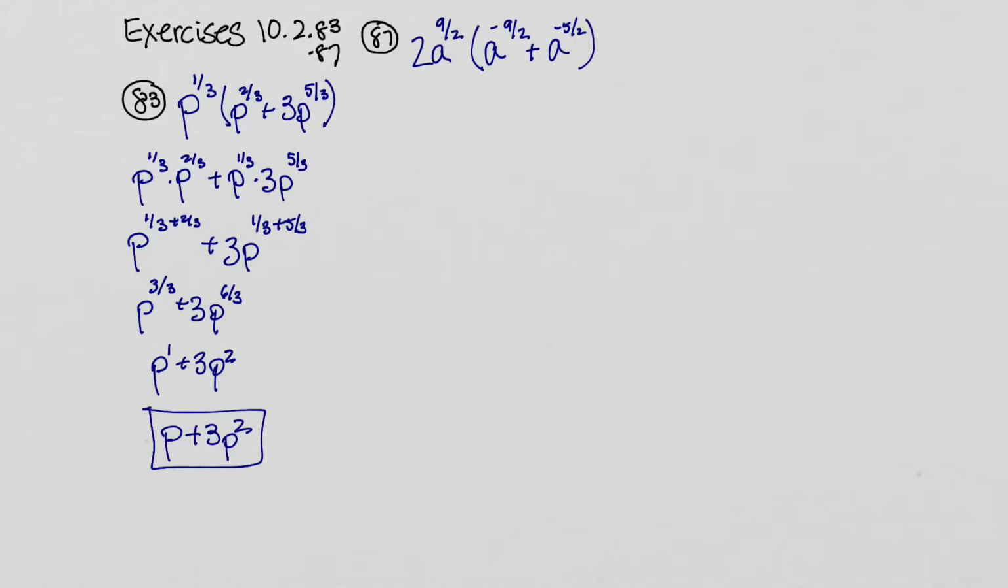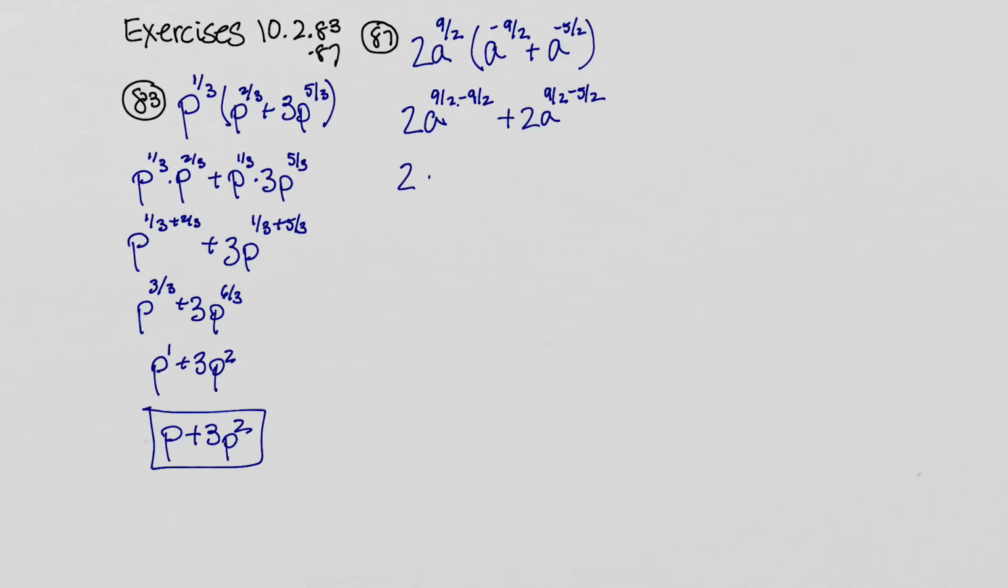So in 87, again, like 83, we're going to multiply through here. We're going to distribute. So we're going to get 2a to the, now, we're multiplying powers with the same base, so we're going to add these exponents. So this is going to look like this. 9/2 plus negative 9/2, or just 9/2 minus 9/2. And then plus 2a to the 9/2 plus negative 5/2, or just negative 5/2.